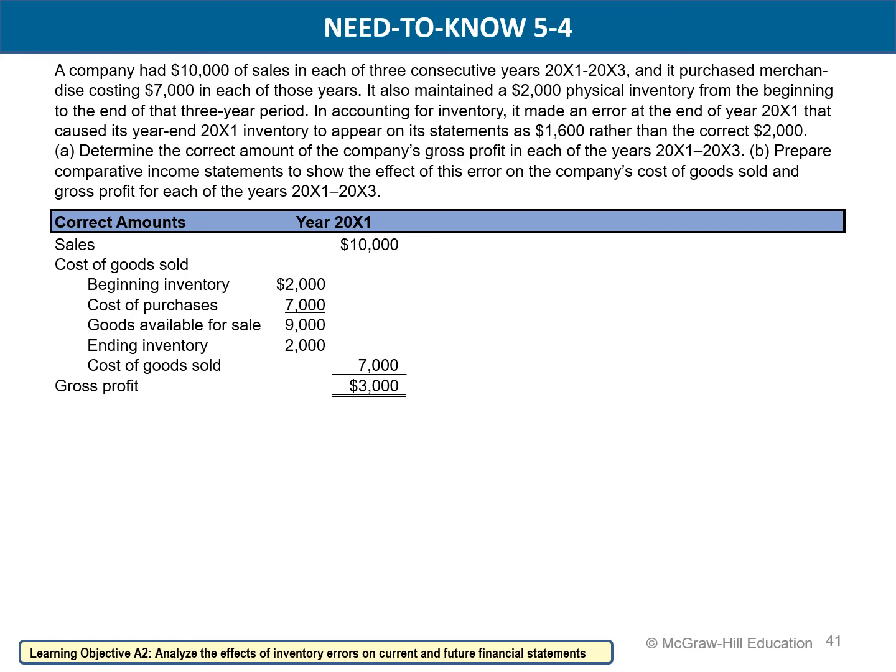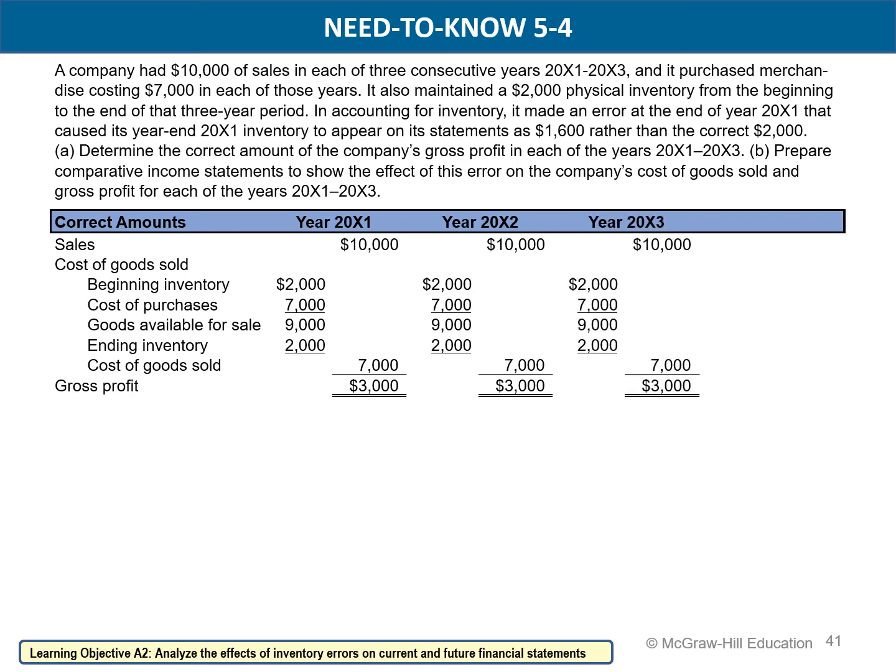So we have cost of goods sold of 7 for gross profit of 3. Okay, so in year 2, the same is true. In year 3, the same is true as well. They tell us that.